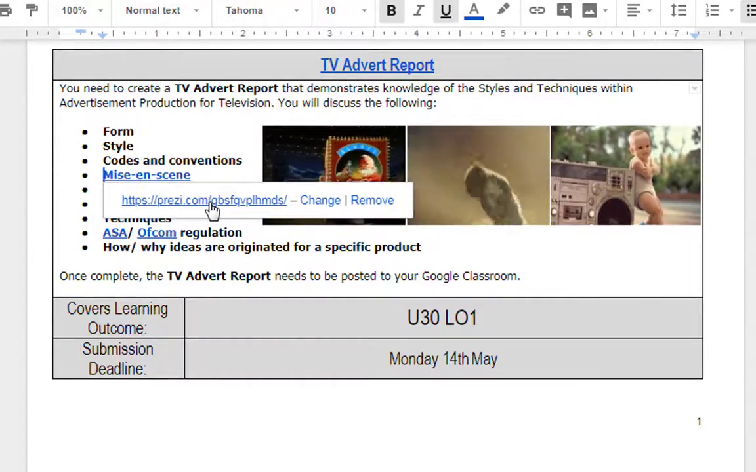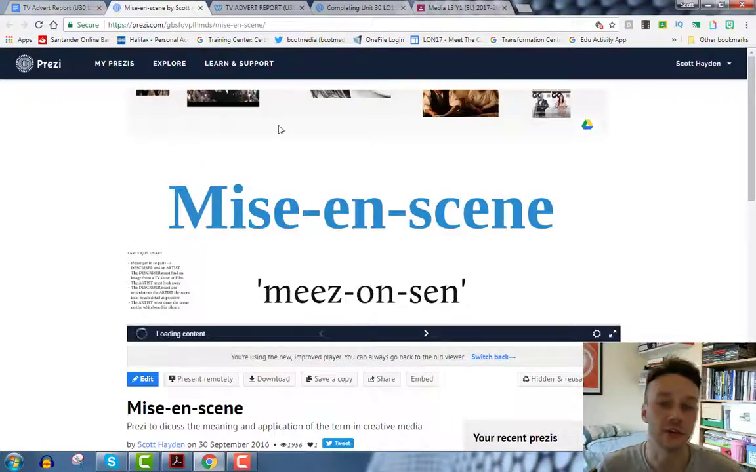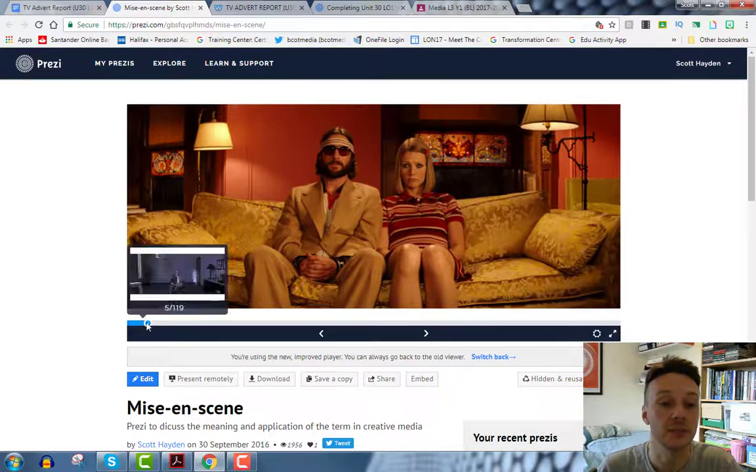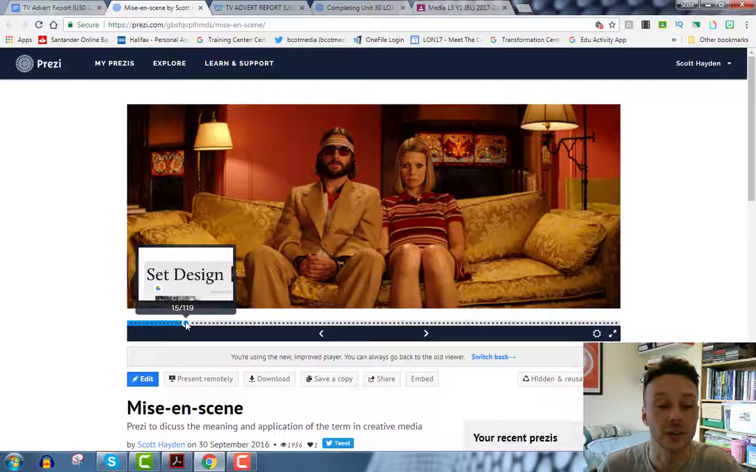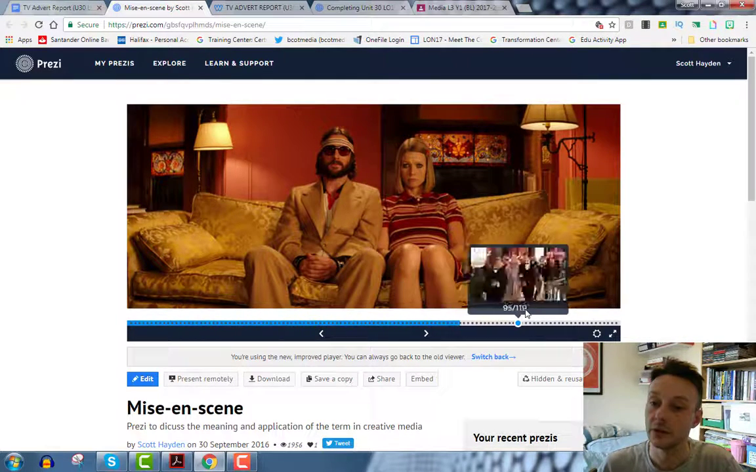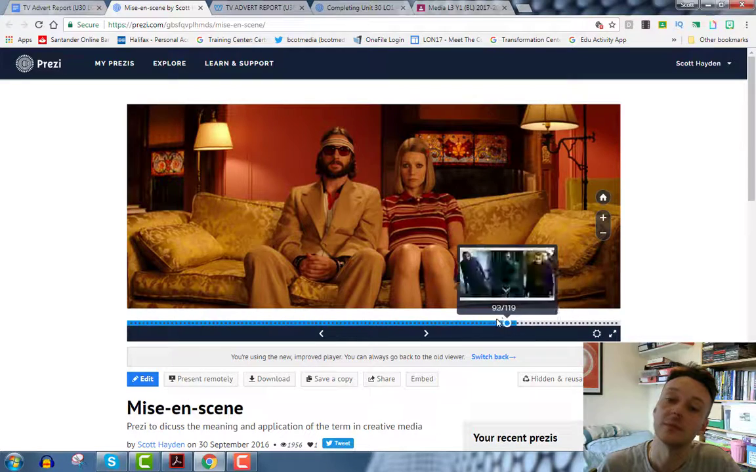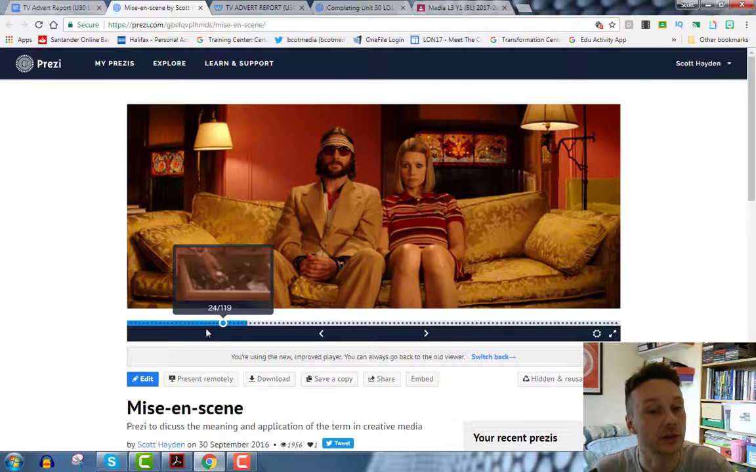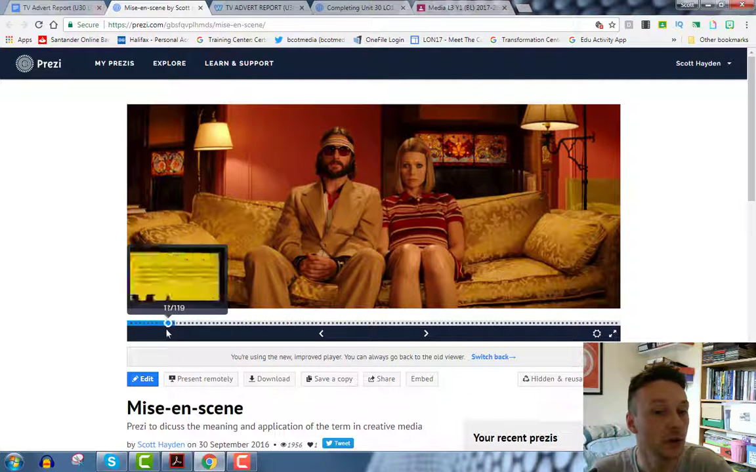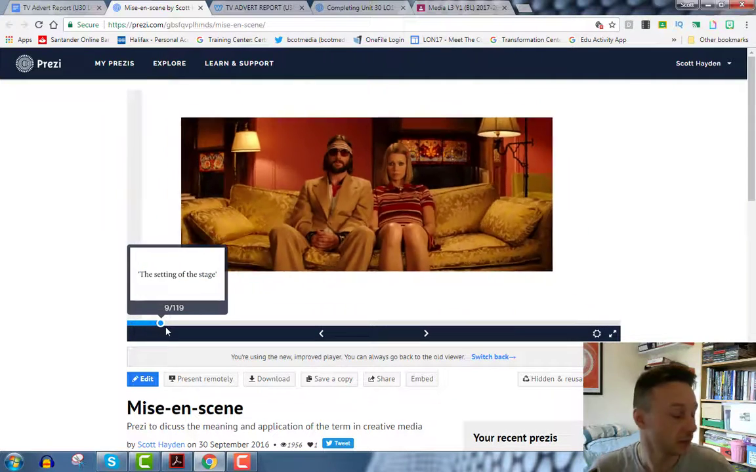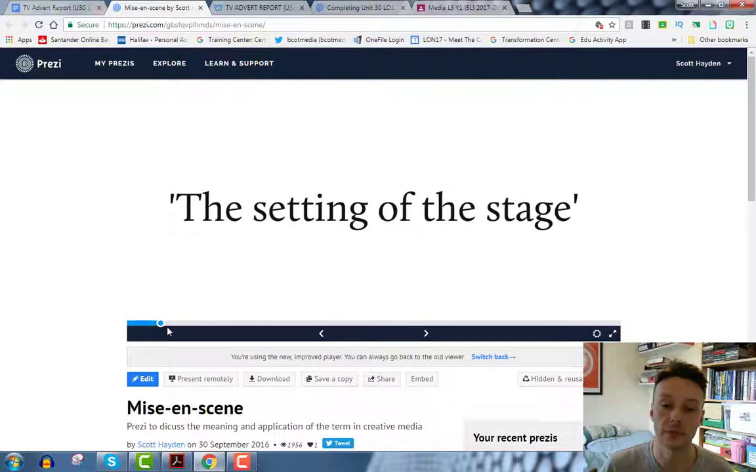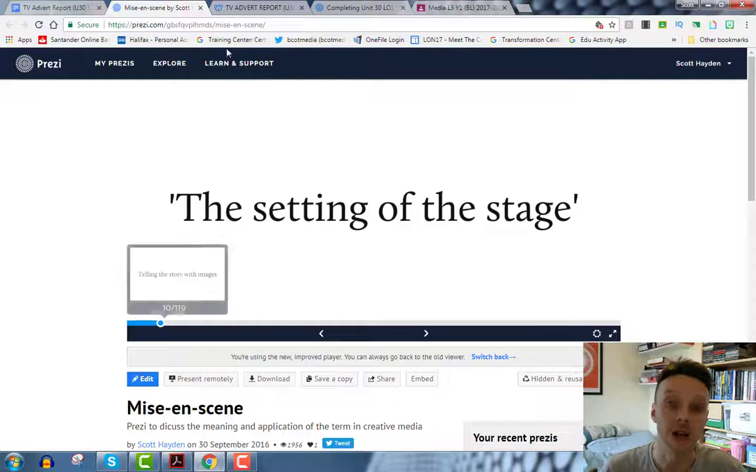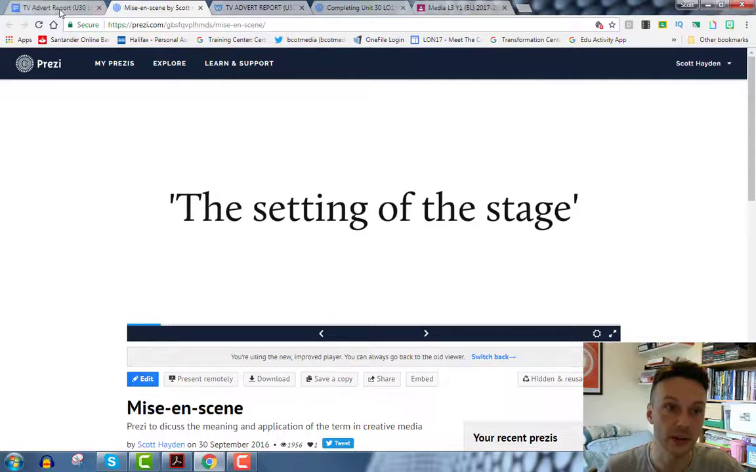Mise en scène. Now this was covered in a blended learning session. You may not have engaged with it as well as you perhaps should have, so I've put the Prezi here for you to explain what mise en scène is in more detail. Essentially, it's 4 elements: costume, set design, location, and lighting. So these 4 elements are essentially what I use to craft the stage to visually communicate to the audience. Tell me about the mise en scène of a particular advert.